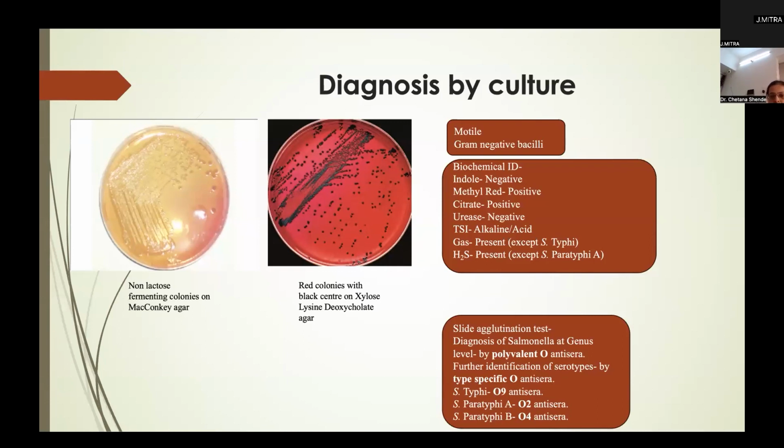Slide agglutination by colonies can be very important to know which serotype is infecting the humans. So diagnosis of Salmonella at the genus level can be determined by agglutination with the polyvalent O antisera, and further identification of the serotypes can be done by type specific O antisera. So Salmonella typhi agglutinates with O9 antisera, paratyphi A agglutinates with O2 antisera, and paratyphi B agglutinates with O4 antisera. Next.